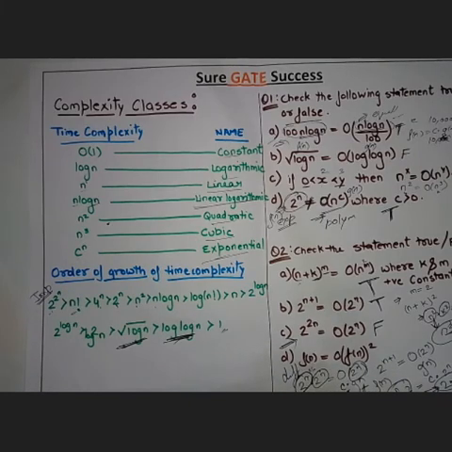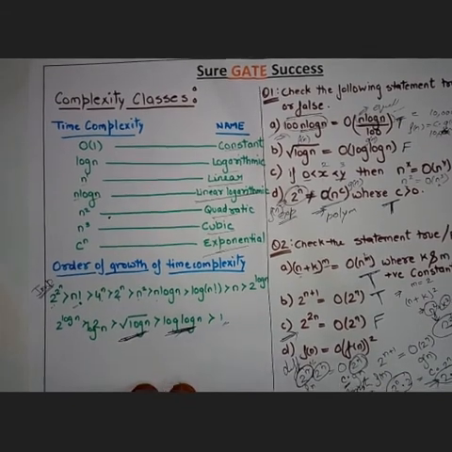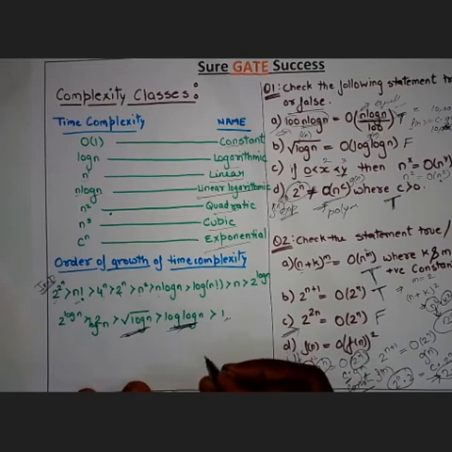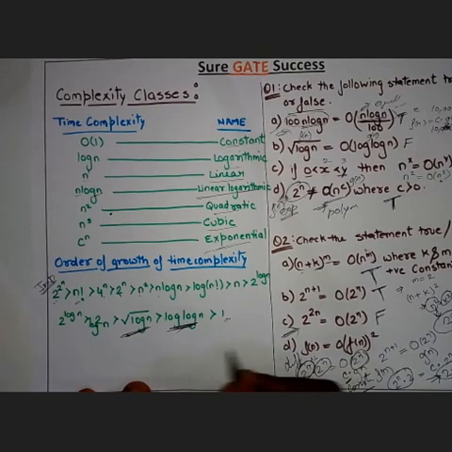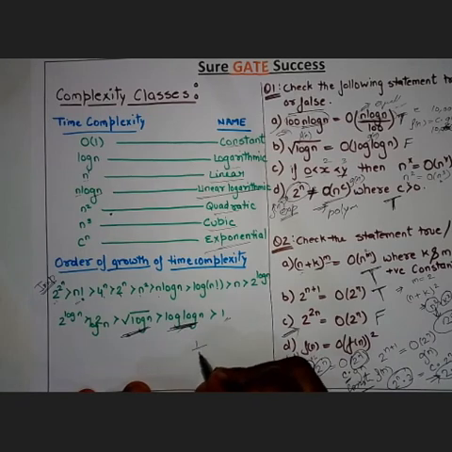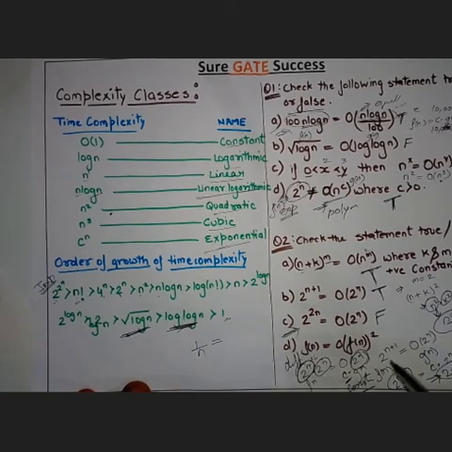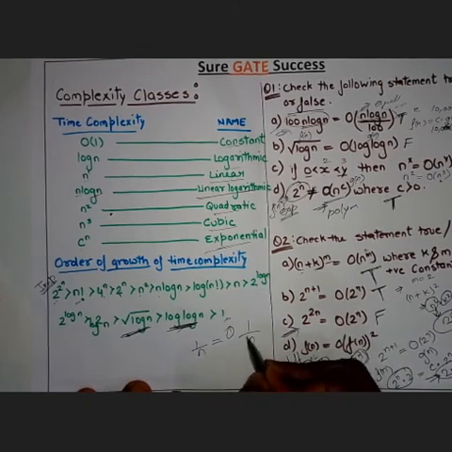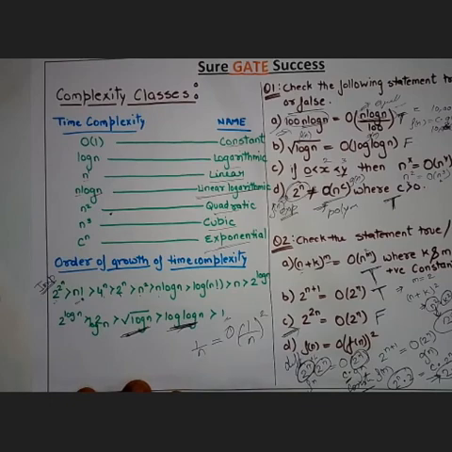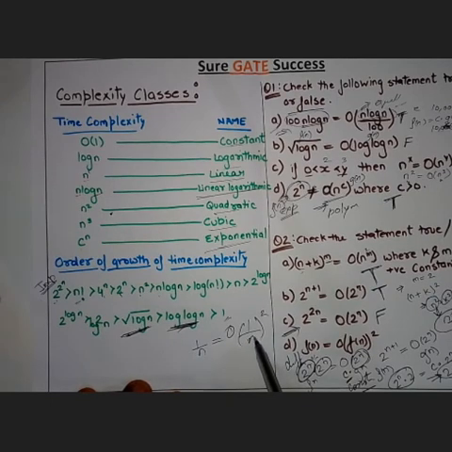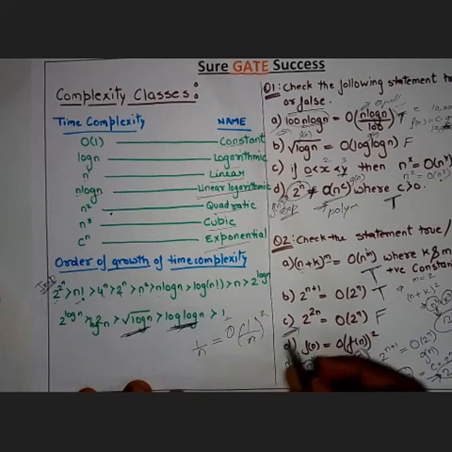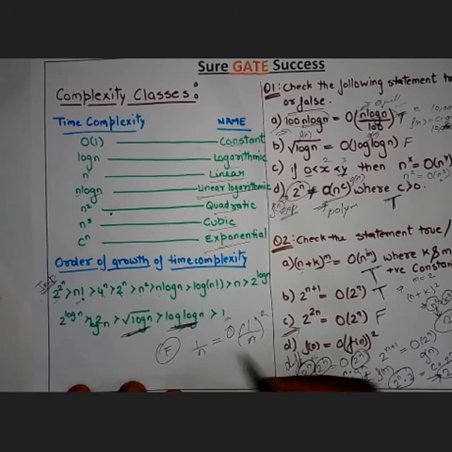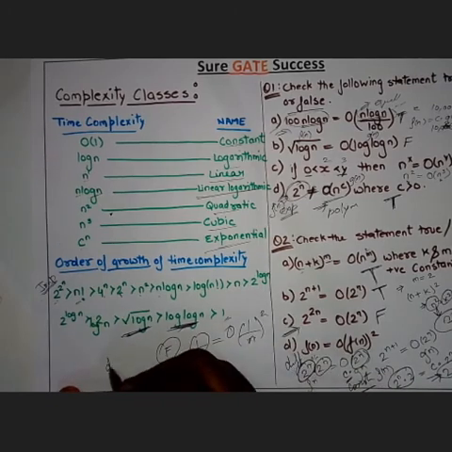In the D option, let's understand the D one. If we put a function, let us take the function f of n as 1 upon n, and what will it be again? Big O of 1 upon n square. In this case, it is true. Sorry, in this case it is false, because f of n is a decreasing function.